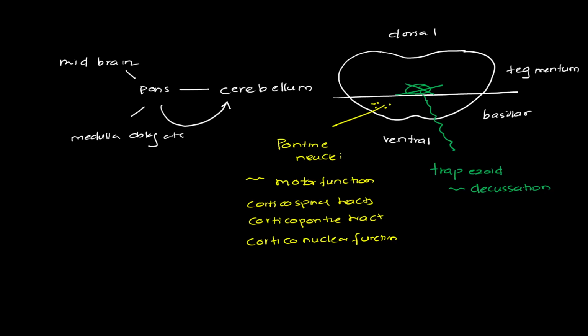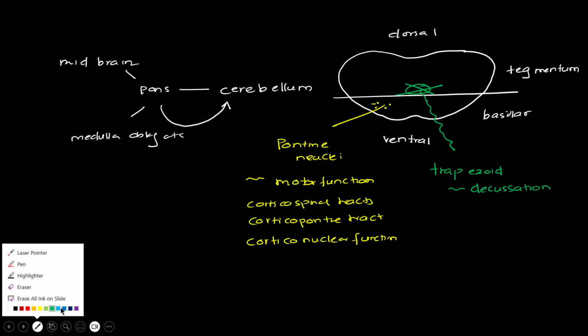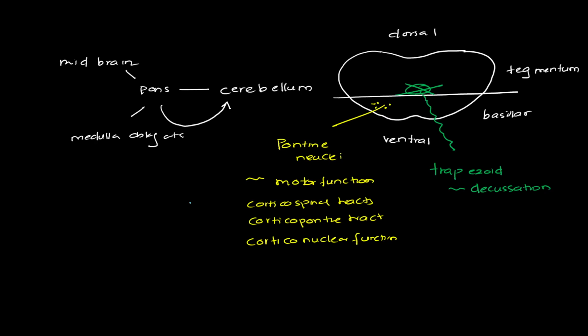Now, going further, you see that there are a few other nuclei, or a few other tracts as well. Now, what are these? Lateral to the trapezoid body, you get a few tracts. I'm using the color blue. I'll be naming them as 1, 2, 3, and 4. From the medial aspect to the lateral aspect, these are the tracts.